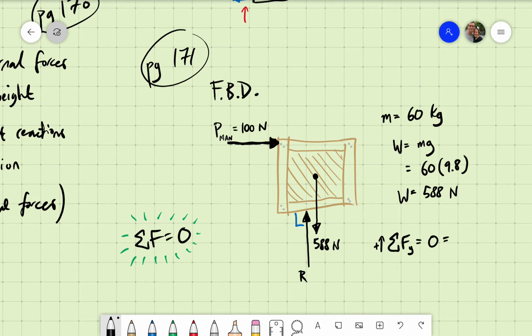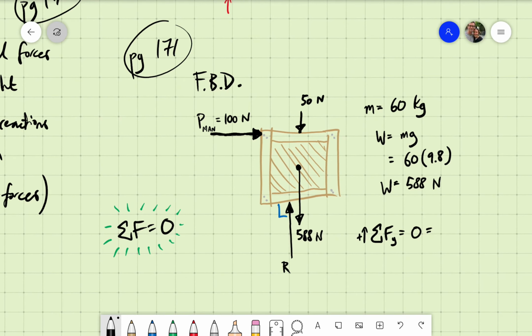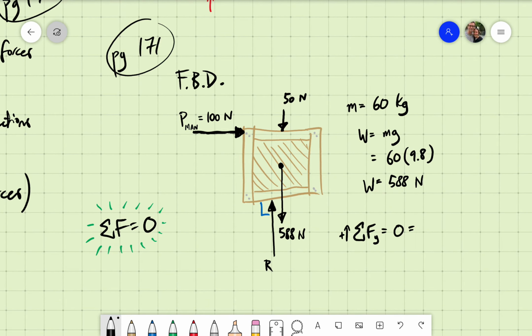Okay, so we have a lid on this thing, and so that would have been listed under the external forces. The lid is external to the crate itself. So I am going to put a 50 Newton weight right there on top. All right. So how does that change things now? Well, it changes it by saying we have a negative 588 for the downwards self-weight. We also have a negative 50 pressing down on the whole thing from the lid. And then we have the reaction force pointing back up.